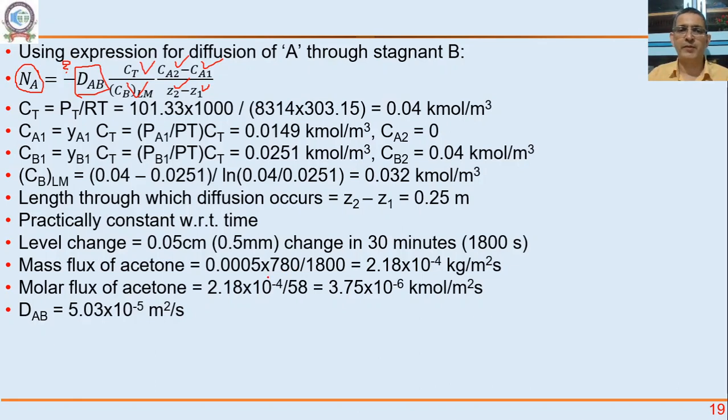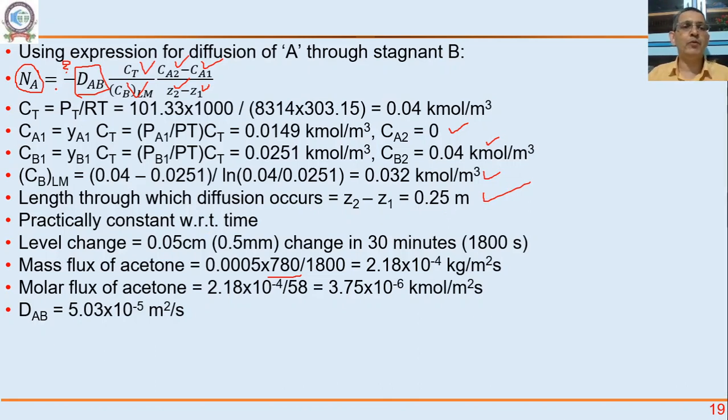Right, 780 is the density. So CT we can calculate, CA1 minus CA2 we can calculate, CB1 we can calculate, CB2 we can calculate. So CB log mean we can calculate. Z2 minus Z1, right? Liquid level is hardly changing, it's 25 centimeters. Practically constant.